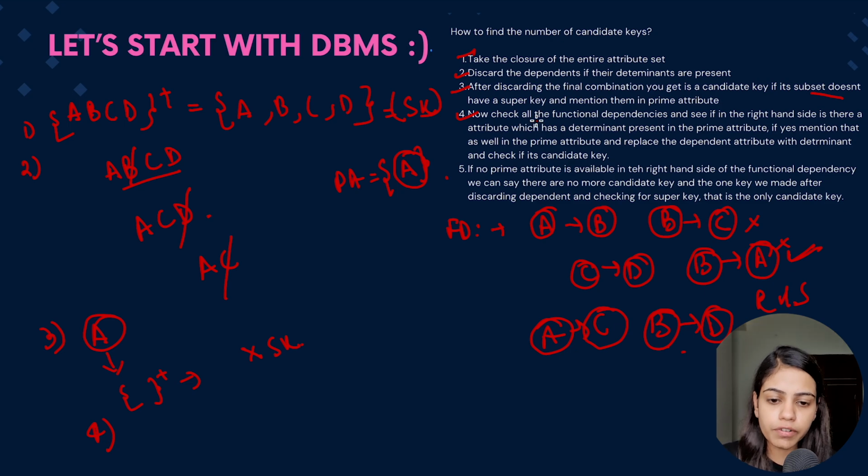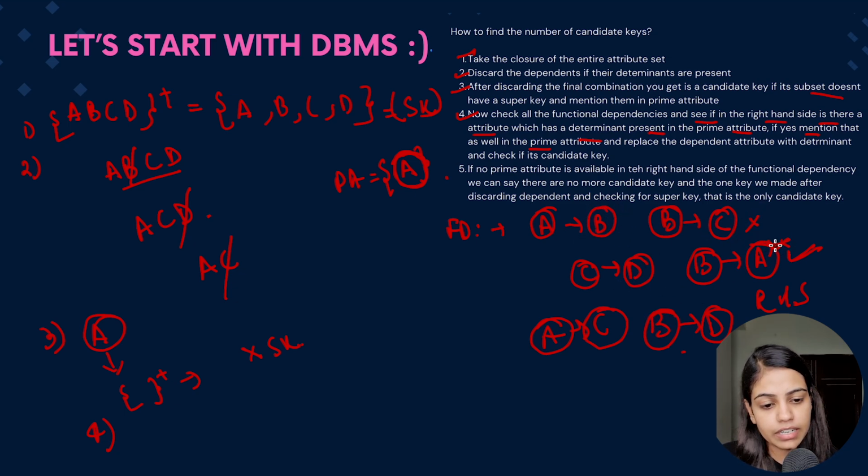In the fourth step, we will check all functional dependencies and see if, on the right hand side, there is an attribute whose determinant is present in the prime attribute. So in the right hand side we have to see if A is present or not. If A is present, then we have to mention that particular determinant in the prime attribute, replace this dependent with that particular determinant, and check if it's a candidate key or not. So we have to check in the right hand side if A is present or not.